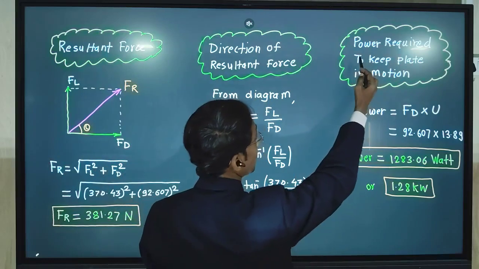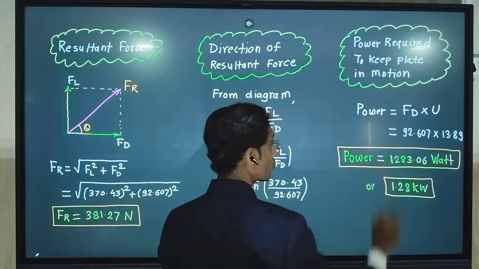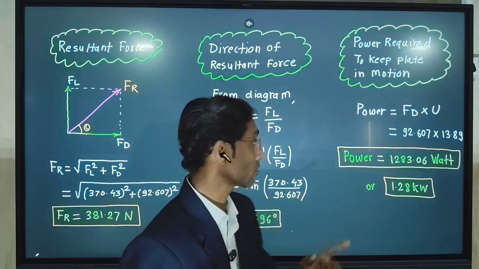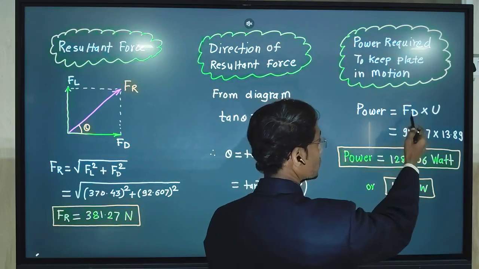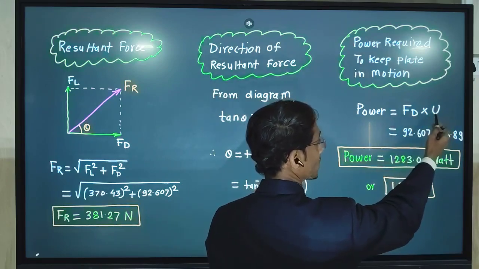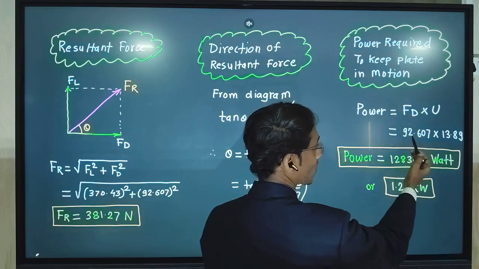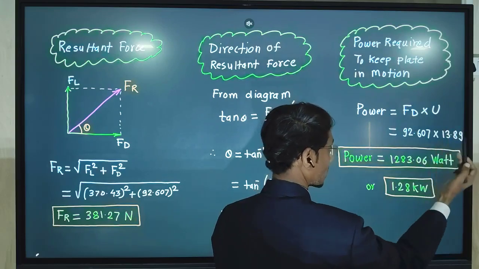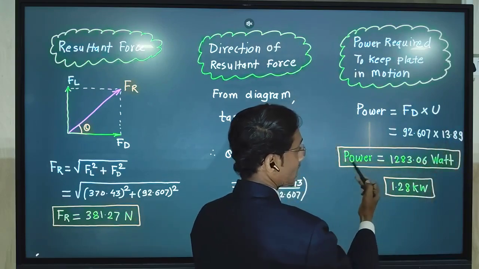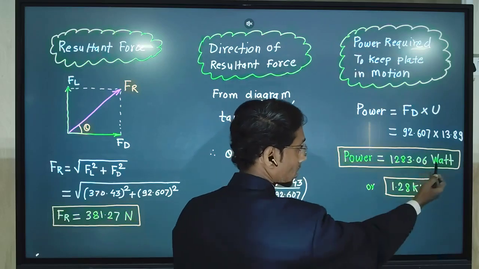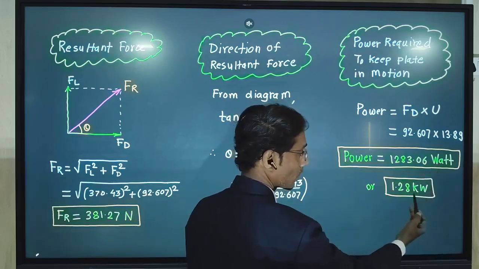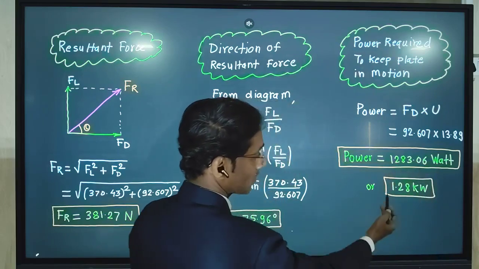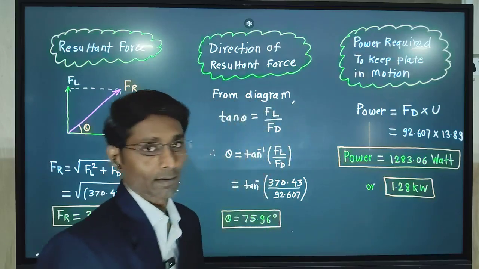The last is the power required to keep that plate in motion. So power, we know, is a product of force and velocity. Here we take into consideration drag force in Newton and velocity, meaning plate velocity in meter per second. Putting the calculated value of drag force and the value of plate velocity in meter per second, after this calculation we get the power in watt. Further, this watt we can express in kilowatt by dividing the watt value by 1000. So this is the power value in kilowatt.